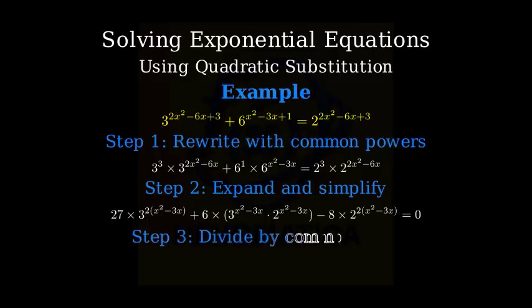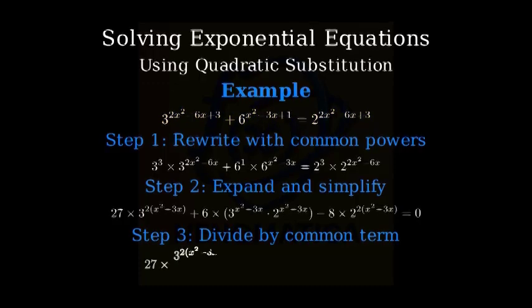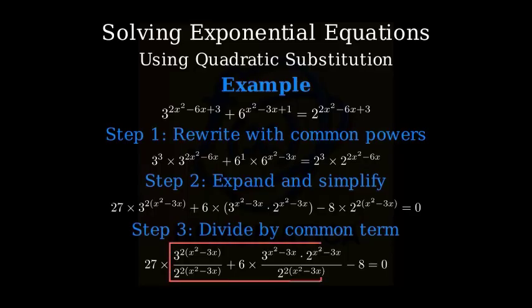Step 3. To simplify further, let's divide all terms by 2 raised to the power of 2 times x squared minus 3x. For the first term, we get the fraction of 3 to the power of 2 times x squared minus 3x divided by 2 to the power of 2 times x squared minus 3x. For the second term, we have 3 to the power of x squared minus 3x times 2 to the power of x squared minus 3x, all divided by 2 to the power of 2 times x squared minus 3x. The third term becomes simply negative 8.